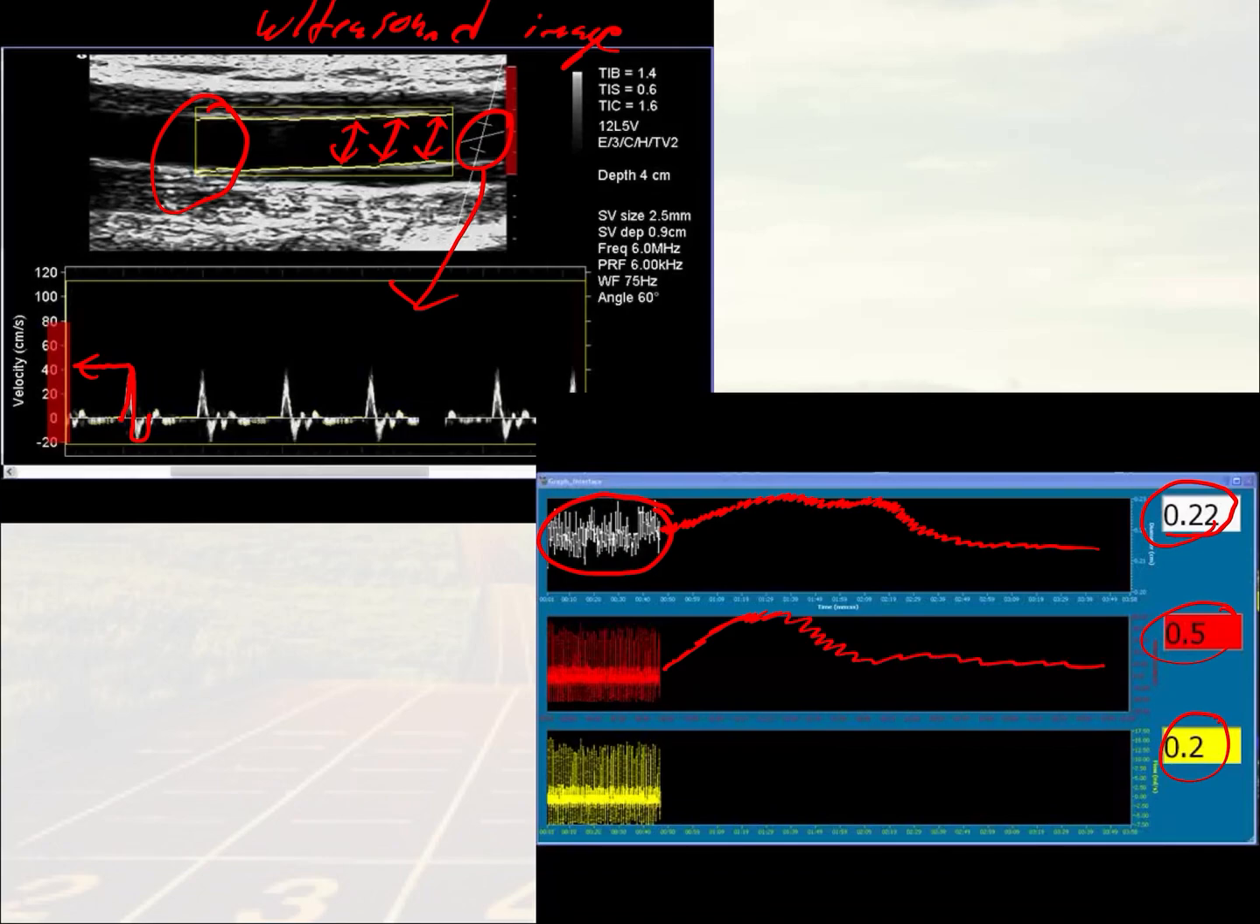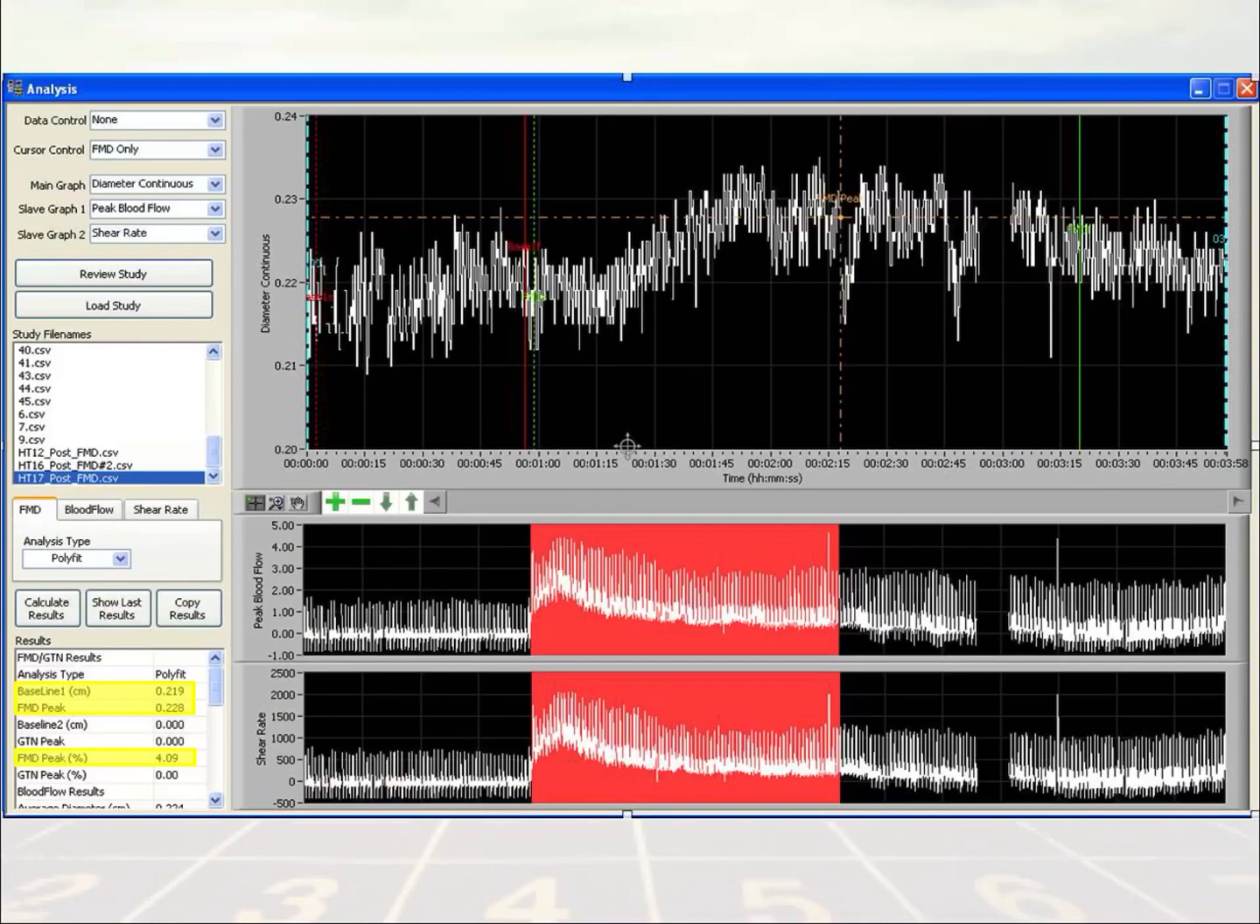Okay, and what we would do is we measure this diameter versus this diameter. We measure that distance between the two, and that's our percent FMD. And so we can see on the next slide exactly what happened. Here's that baseline measurement. Here's the peak measurement. So the baseline was 2.19 millimeters. Peak was 2.28 millimeters. And that FMD peak was about 4%.